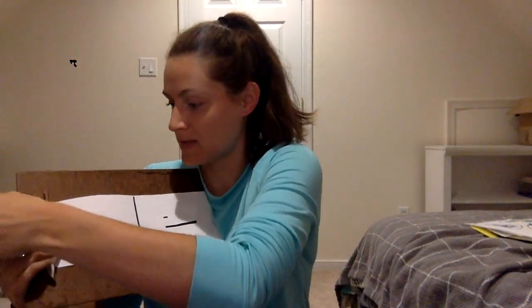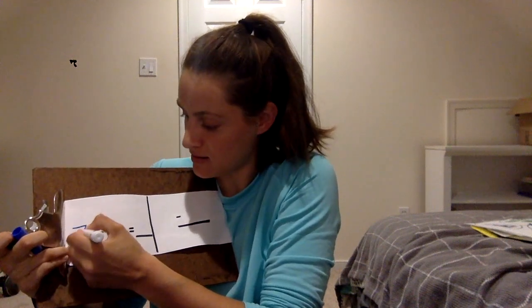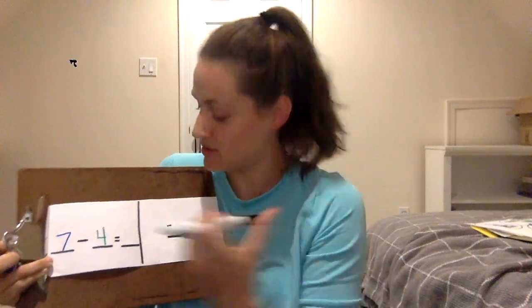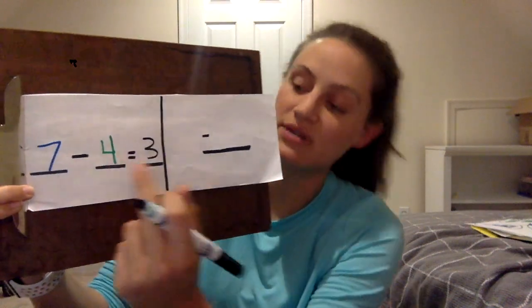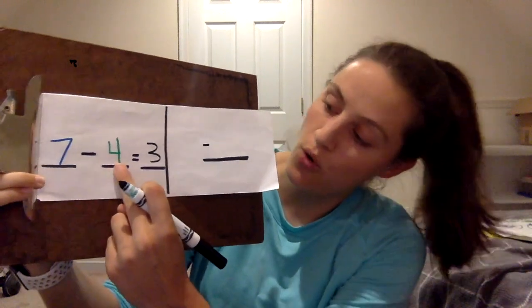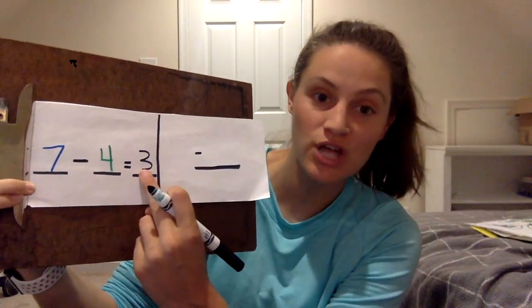So we write the biggest number first, which is how many fish I saw, which is 7. Minus our other number that we know, which is Madame Zabo saw 4. So 7 minus 4 equals 3. Go ahead and say that number sentence with me. Ready? 7 minus 4 equals 3.